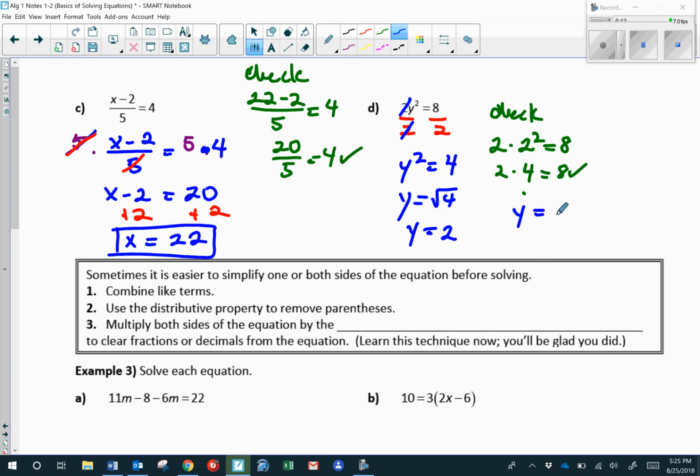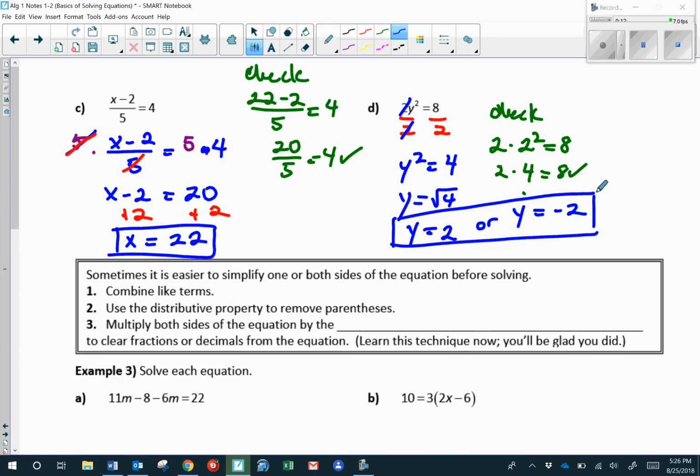This is something we'll talk about in greater detail later in the course, but there is also another solution of y equals negative 2. If you think about checking that solution, negative 2 squared is 4 again, and then times 2 gives you 8, so both of those solutions work in the original equation. But again, we'll talk about that in greater detail later in the course.